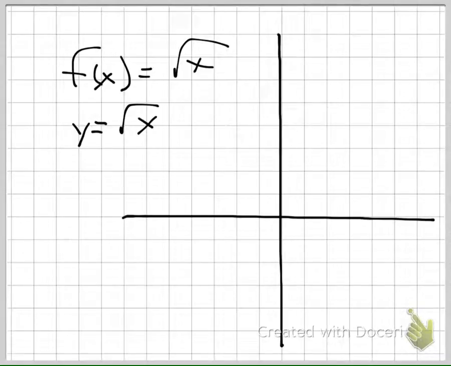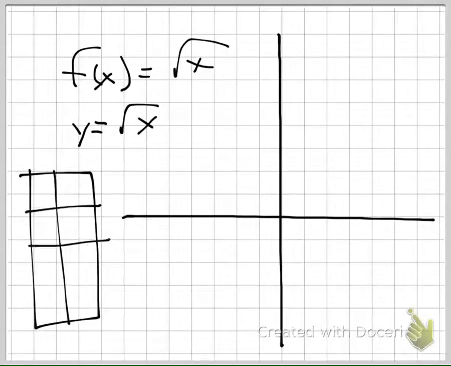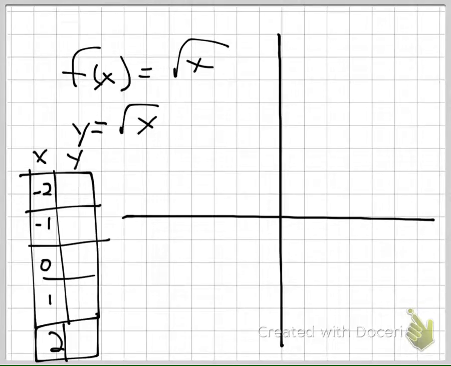In order to do this for the first time, how do we do any of these? Make a table. We'll say x is -2, -1, 0, 1, and 2. Agreed? This is x, this is y. If x was -2, that would make y equal the square root of -2. What is that? There's no such thing. You can't have a square root of a negative. So that's a big fat X, not possible.